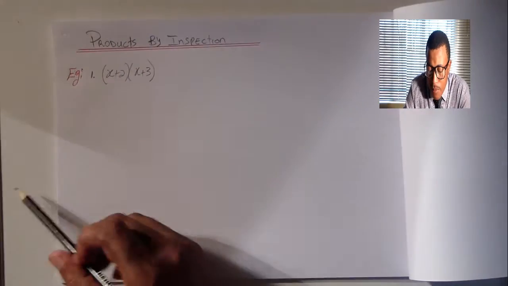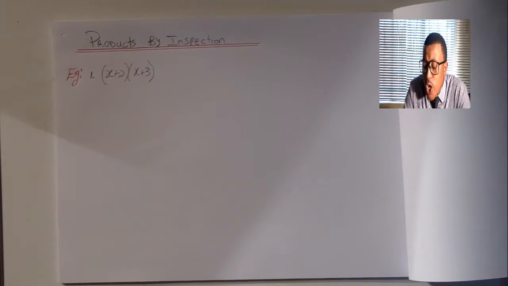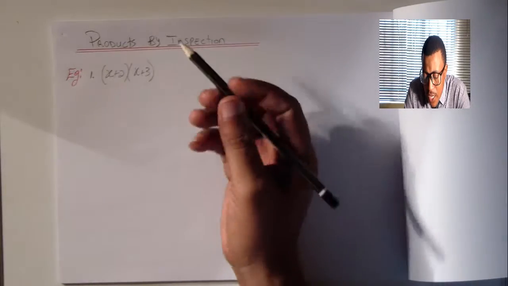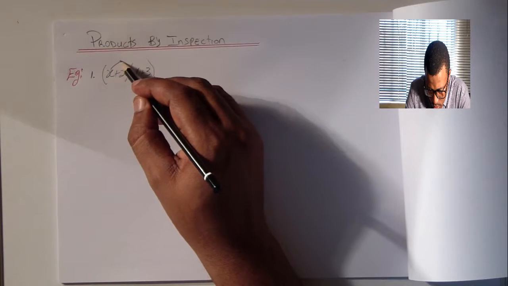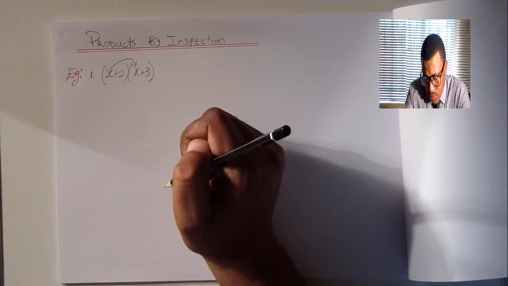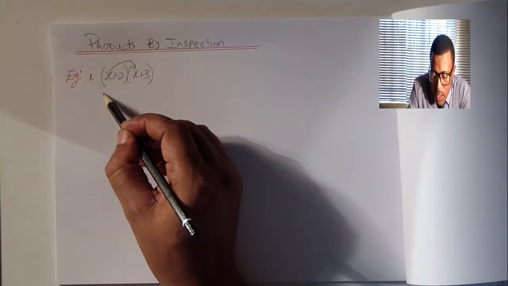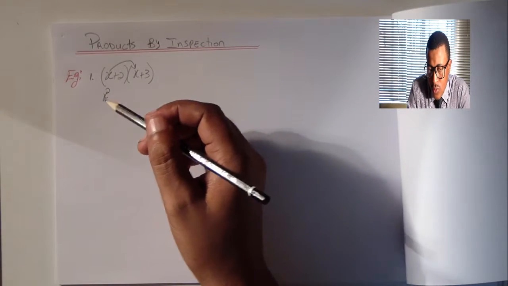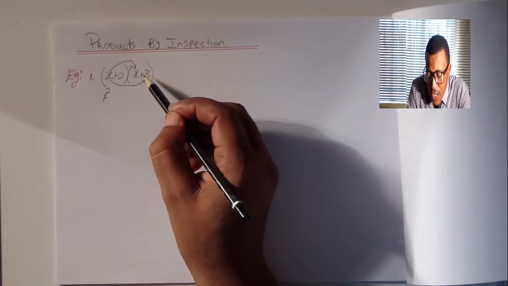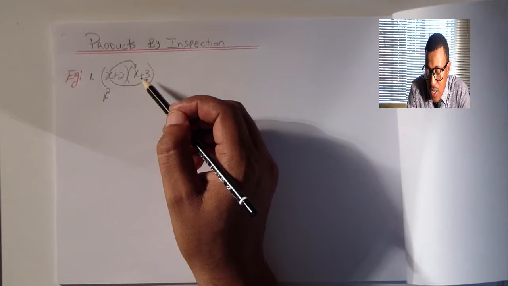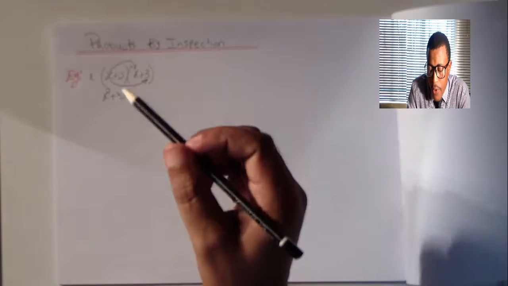Right. Now, here is a simple example. (x + 2)(x + 3). The question says multiply by inspection. In this case, we multiply the first number in the first brackets with the first number in the second brackets, not forgetting our signs. A positive x times positive x, we get x squared. Again, positive x times positive 3. Like signs together give us a positive sign. We have positive 3x.